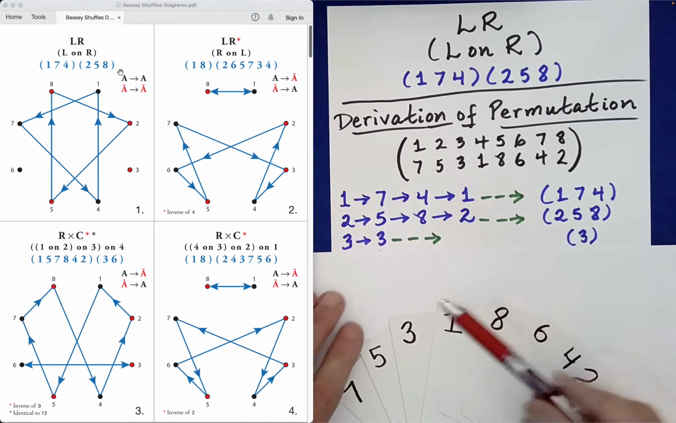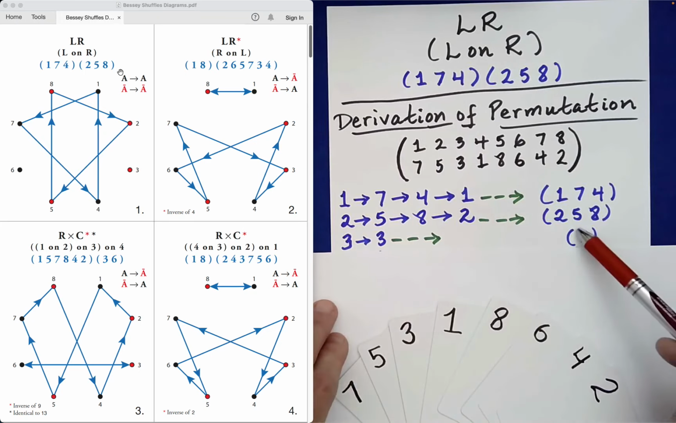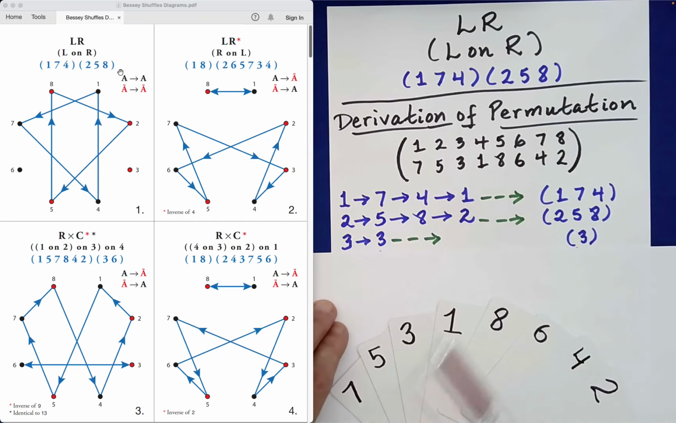So look at 3. Ooh, that's interesting, and you can see it. Remember, this is the top card, so this is position 1, 2, 3. Oh, the card in position 3 stayed in position 3. So that's why we have an arrow from 3 to 3, and we write it as a single cycle. It's called a fixed point. So if you perform this shuffle 1 time or 1,000,000 times, 3 stays right where it started. It doesn't go anywhere. It's a fixed point.